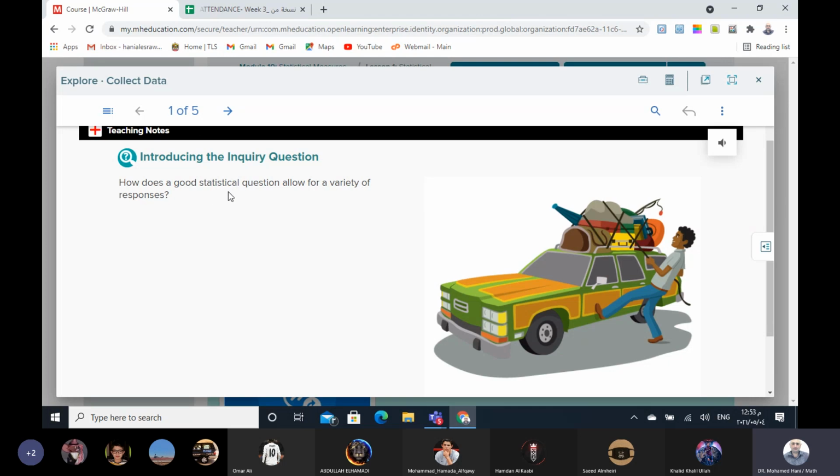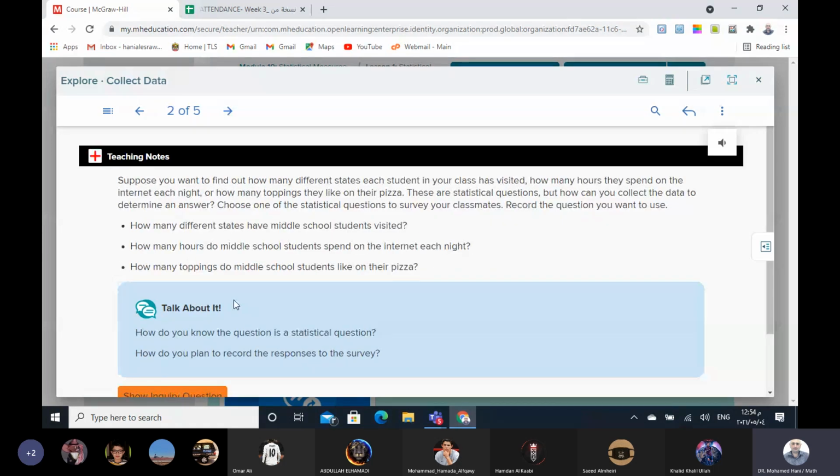How does a good statistical question allow for a variety of responses? Listen here, please, to this information. Teaching notes. Suppose you want to find out how many different states each student in your class has visited, how many hours they spend on the internet each night, or how many toppings they like on their pizza. These are statistical questions, but how can you collect the data to determine an answer?